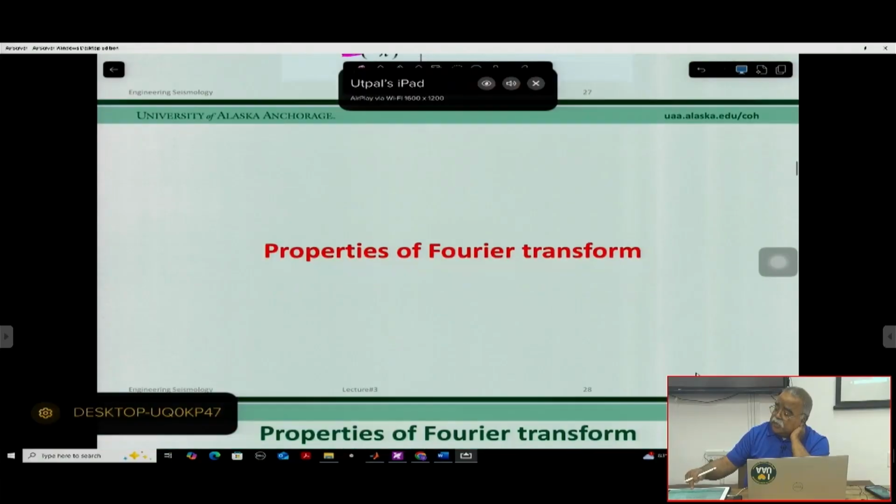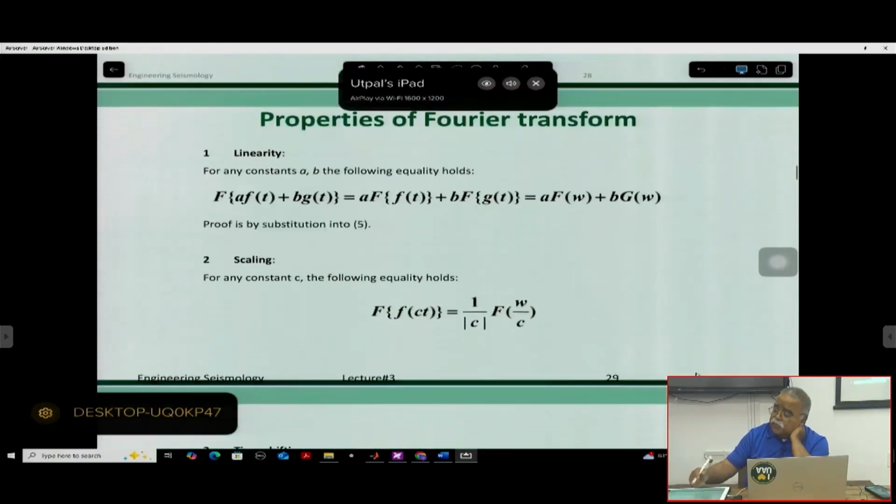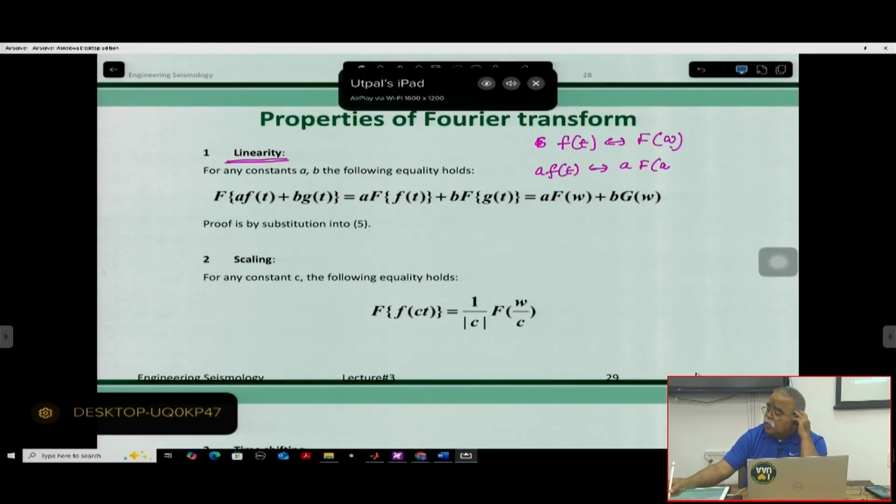So the next part is the properties of the Fourier transform. The Fourier transform has a linearity property. If f(t) has a Fourier transform F(omega), then if we multiply the function with a, so a f(t), and take the Fourier transform, it will be a times F(omega).